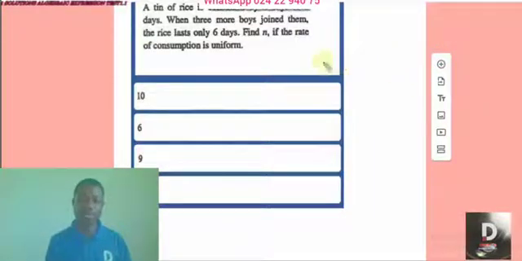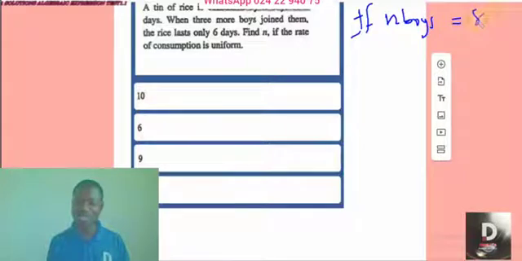Then we can go to the last but one. A tin of rice is consumed by n boys in 8 days. I can write it as a proportion. Do you agree with me? So n boys is equal to 8 days, that's what it means. N boys spend 8 days to finish it. You can write that proportion equation to make the work easier for you.